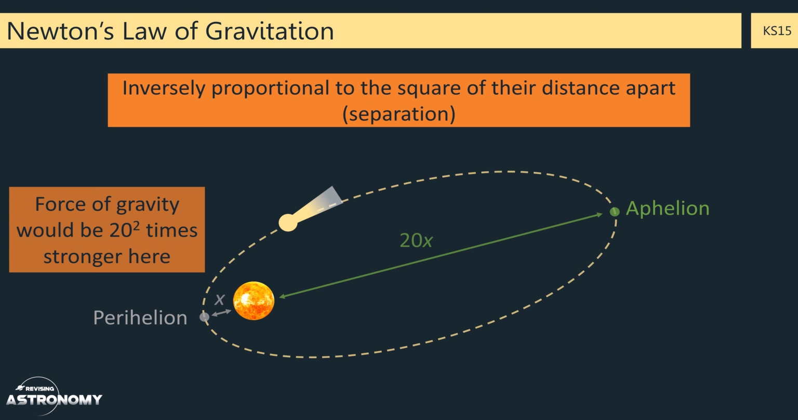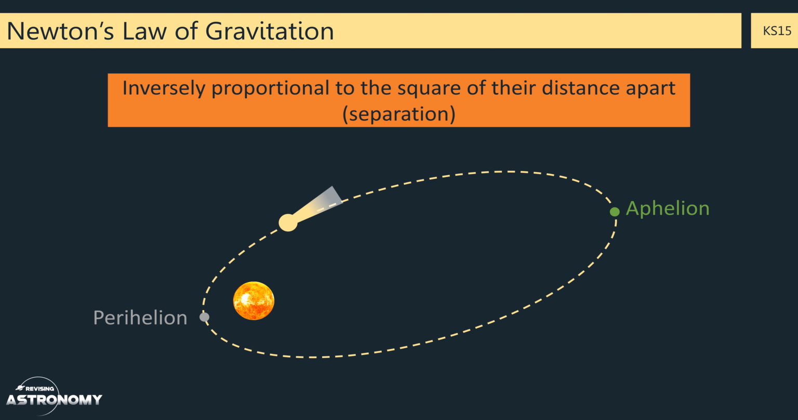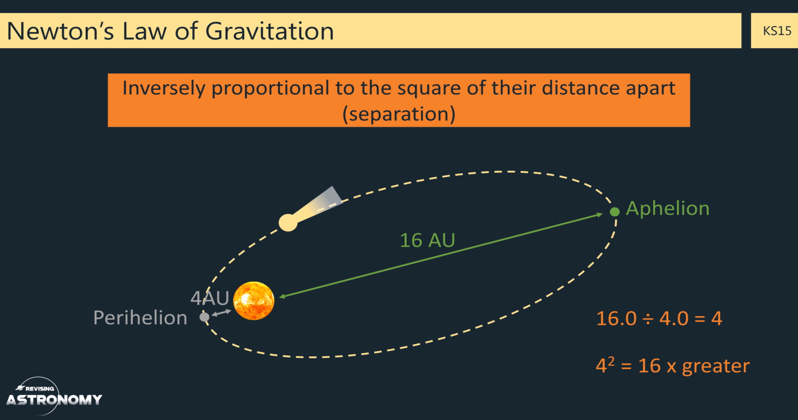Let's have a look at another example with some numbers thrown in. Here, our comet is 4 astronomical units away at perihelion and 16 at aphelion. So firstly, we need to work out how many times closer it is when it's at perihelion. So we'll divide 16 by 4, which shows that it is 4 times closer. Therefore, the gravitational force when it's at perihelion isn't 4 times larger, it's 4 squared times larger, and so it's 16 times greater.